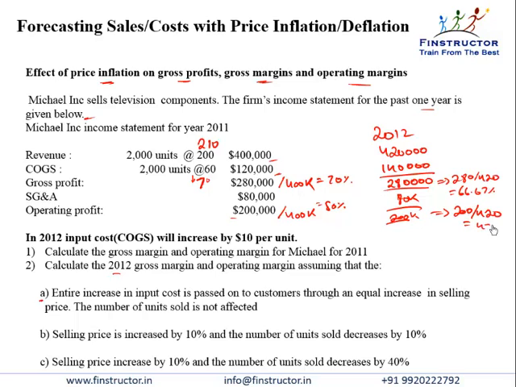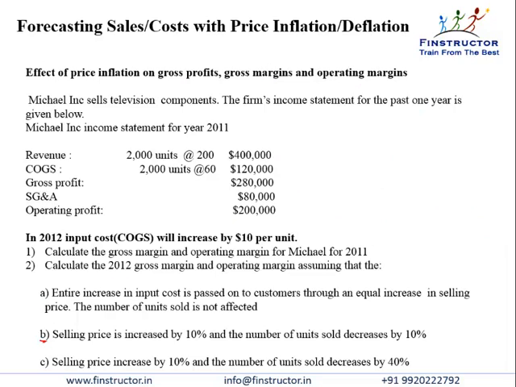So the operating margin comes down to 47.62% and the gross margin comes down to 66.67%. Even though absolute profits are the same, the sales have increased, bringing down the margins. Selling price is increased by 10% and the number of units sold decreases by 10%. So that's another thing that the company has to be careful about. If it raises the price too much, it may have an impact on demand.